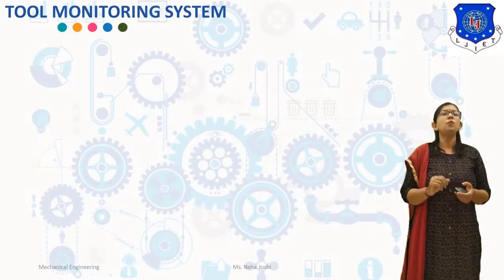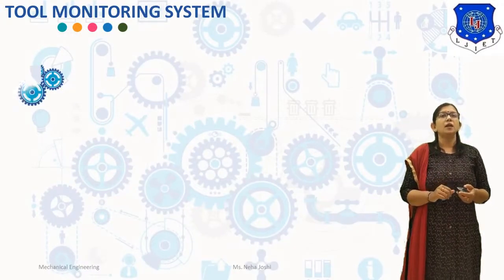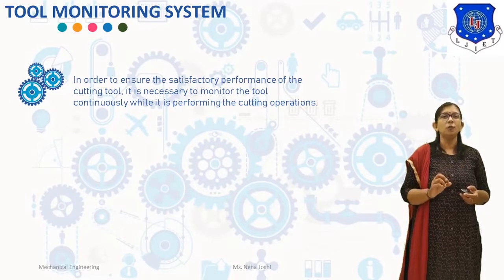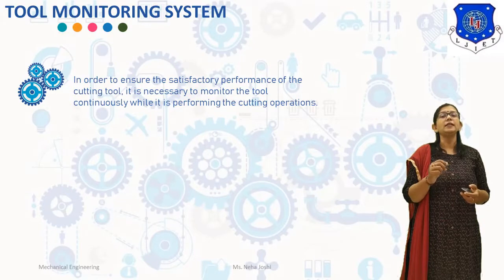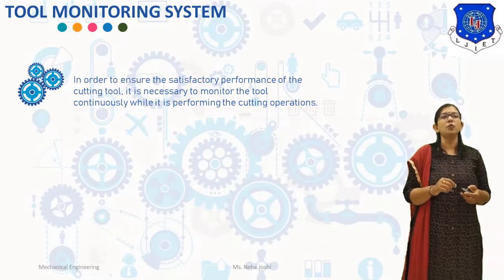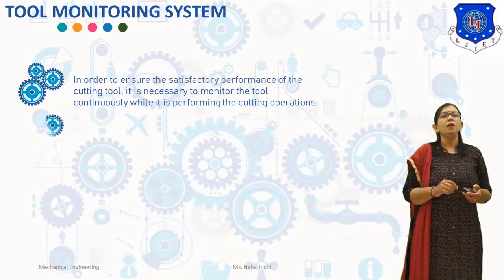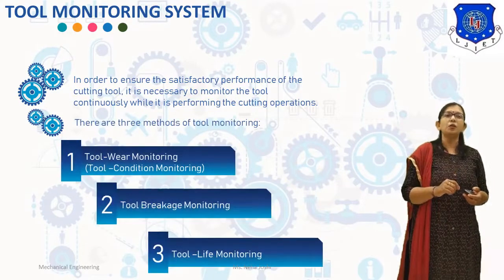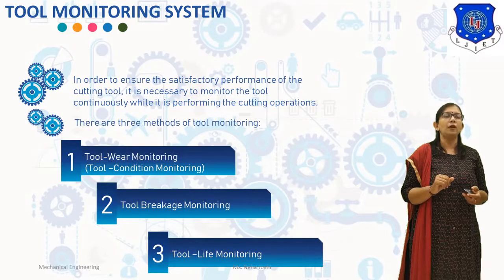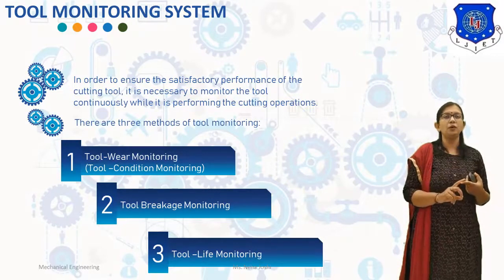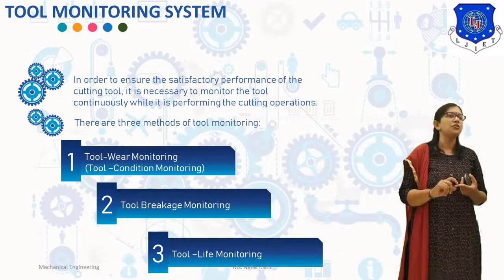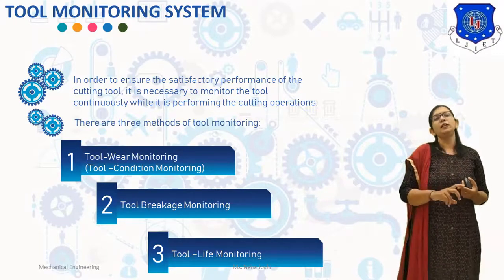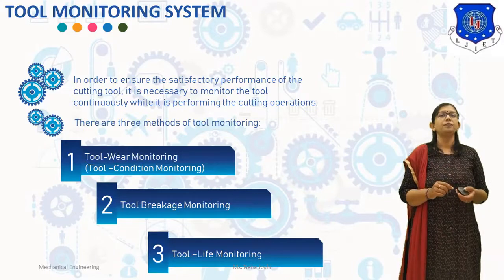Now, next one is the tool monitoring system. Tool monitoring, which is most important in automation. In order to ensure satisfactory performance of the cutting tool, it is necessary to monitor the tool continuously while it is performing the cutting operation. There are three methods of tool monitoring. First one is tool wear monitoring, also known as tool condition monitoring. Second one is tool breakage monitoring, and third one is tool life monitoring.